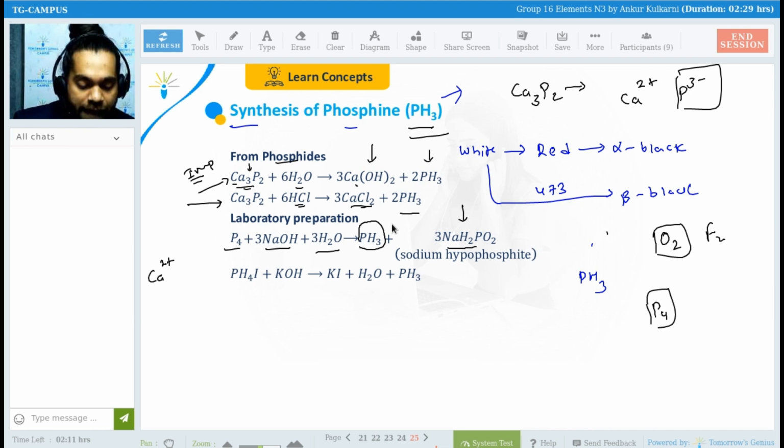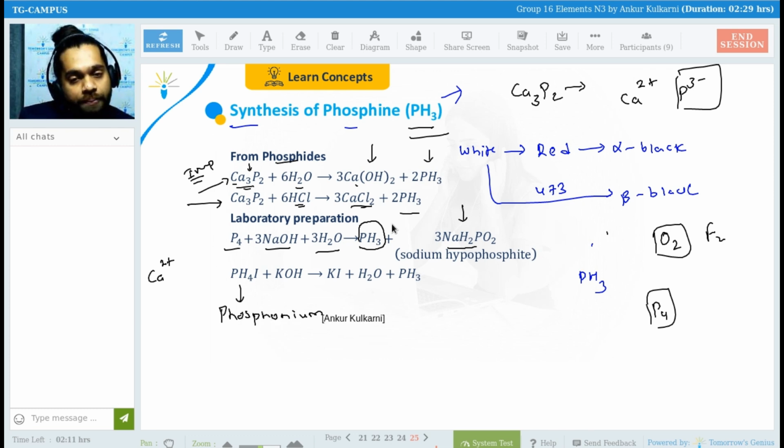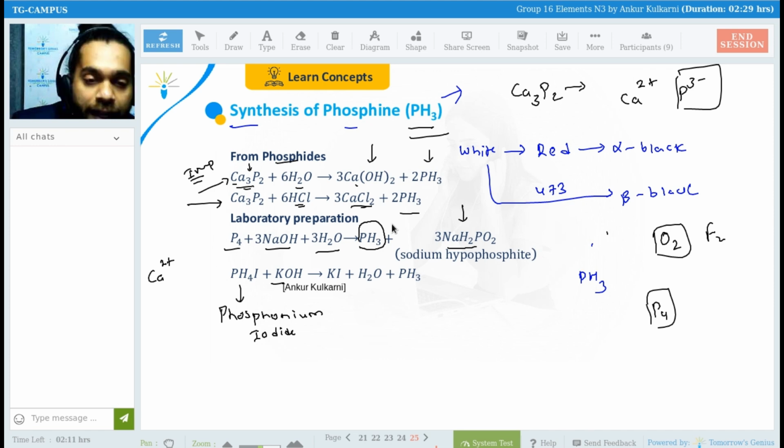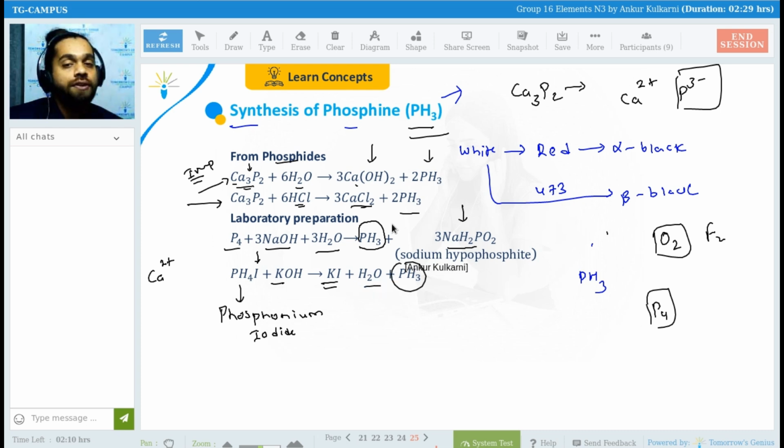Then again, if I react PH4I, which is your phosphonium iodide, if you have not seen this, I'll tell you, this is phosphonium iodide. So again, you treat it with base. You have an alkali and a halogen. Alkali metal and halogen, as I told you, they are lovers, always come together. So KI, H2O, and again phosphine. So these four are the important preparations of phosphine. Come on, write it down and say done in the chat box.